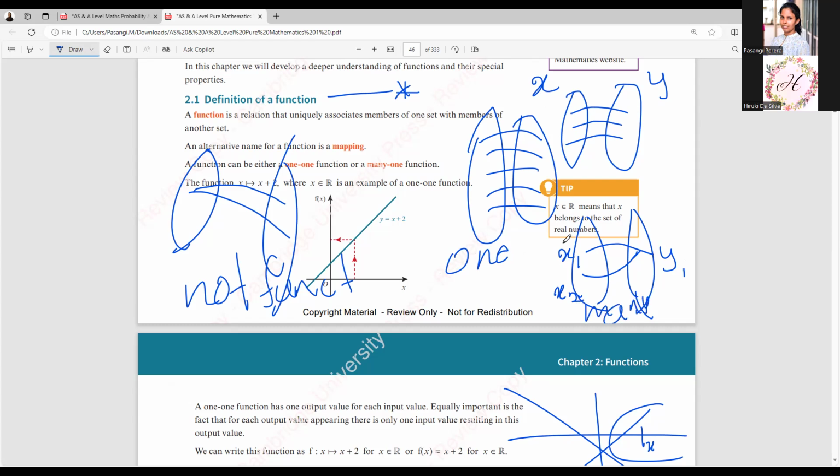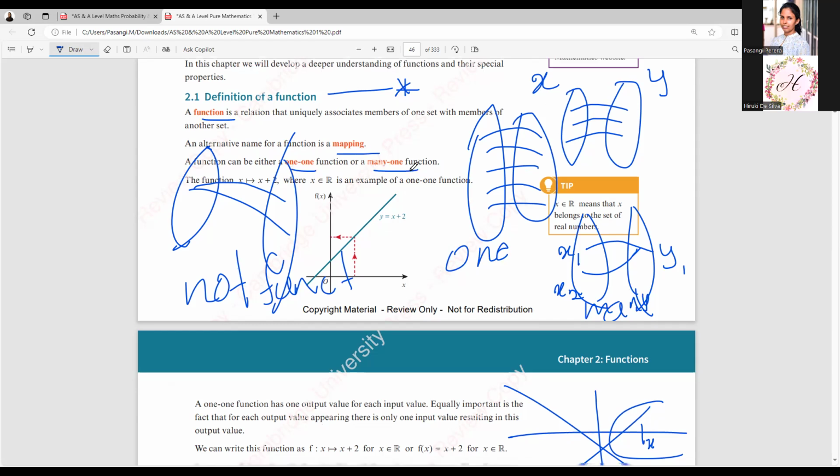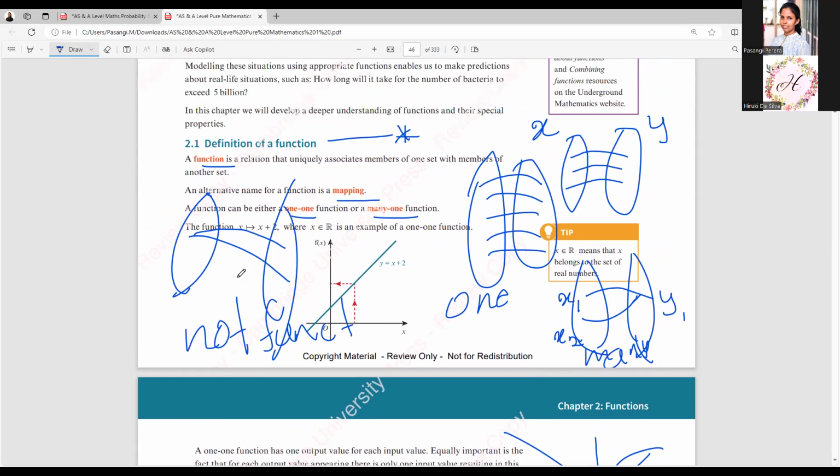Both of these come under functions, but if it's one to many, it won't be a function. So we learned what a function is, and we can give another name for it, mapping, and then one to one and many to one. These two also we discussed. Is it clear up to this point?